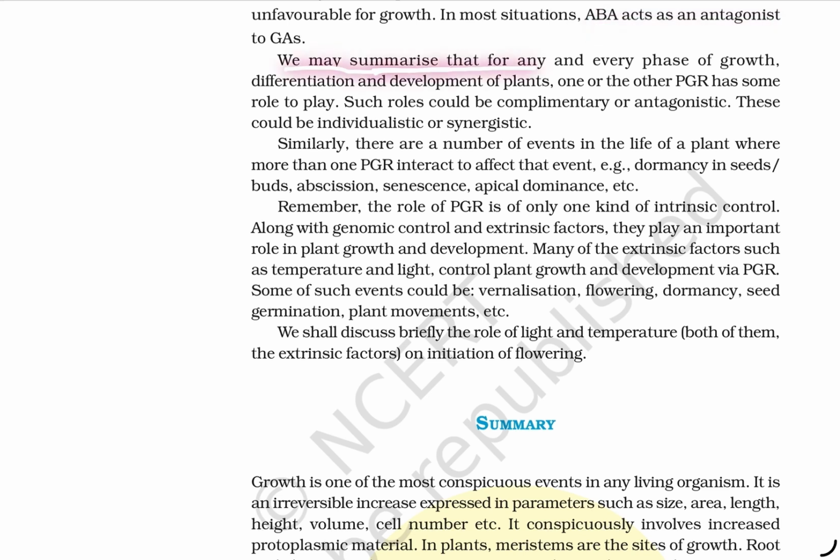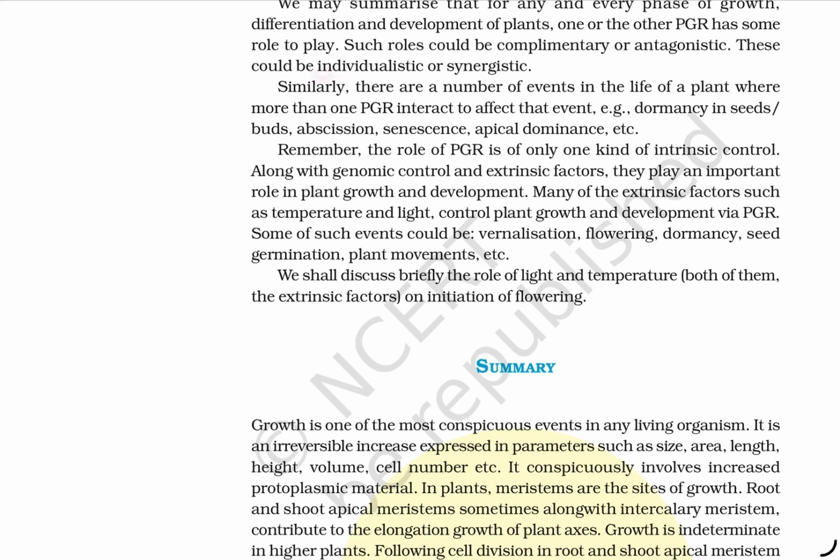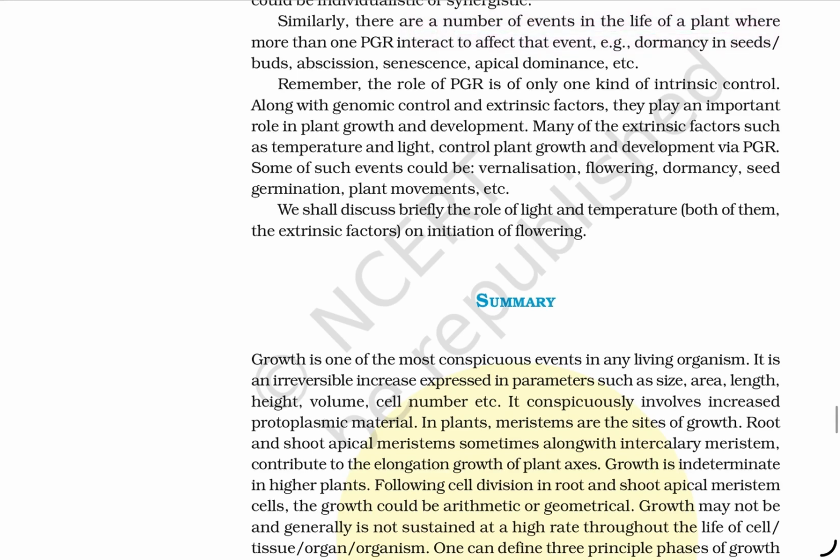We may summarize that in every phase of growth, differentiation and development of plants, one or the other PGR has a role to play. Such roles could be complementary or antagonistic, and these can be individualistic or synergistic. Similarly, there are a number of events in the life of a plant where more than one PGR interacts to affect the events: dormancy in seeds and buds, abscission, senescence, apical dominance, etc.